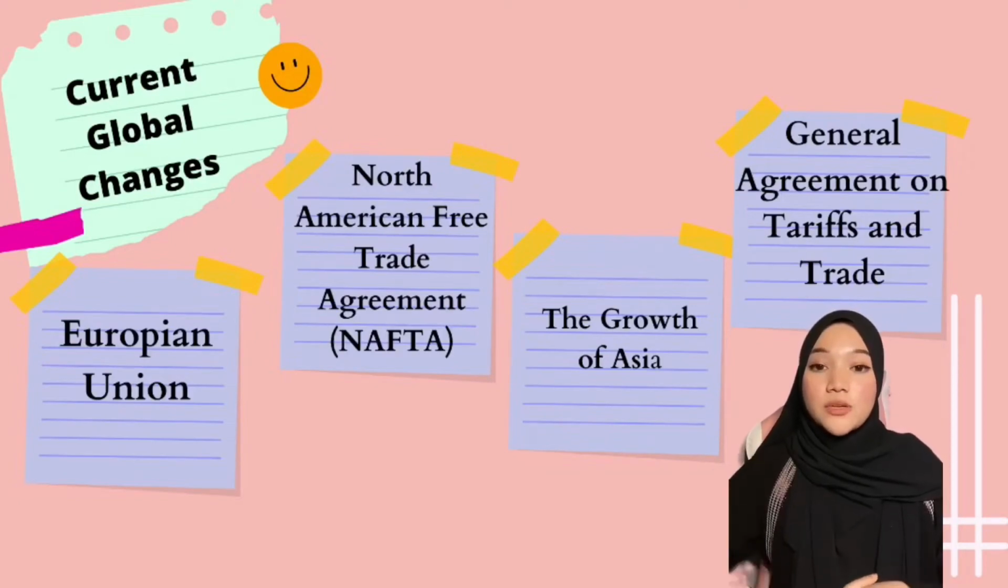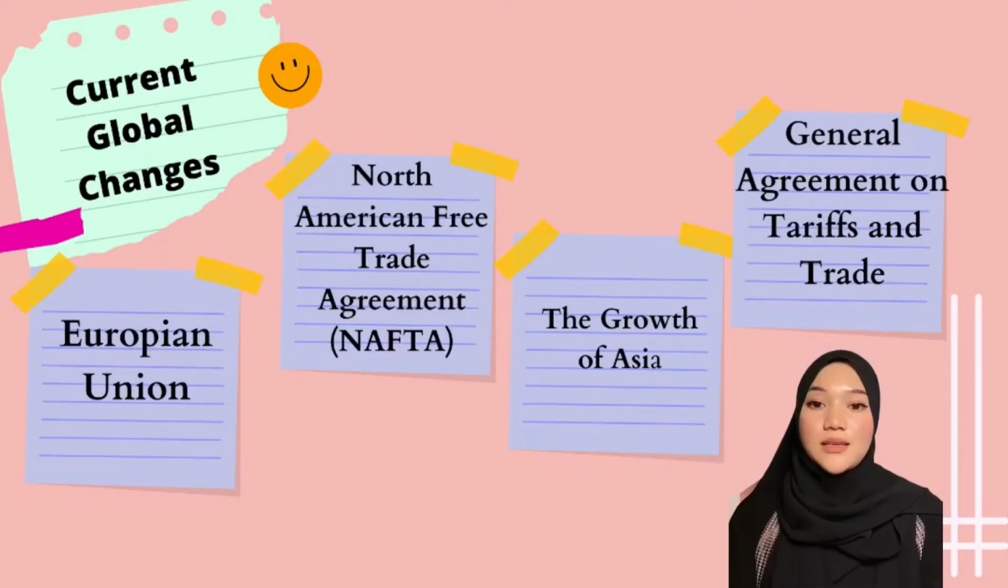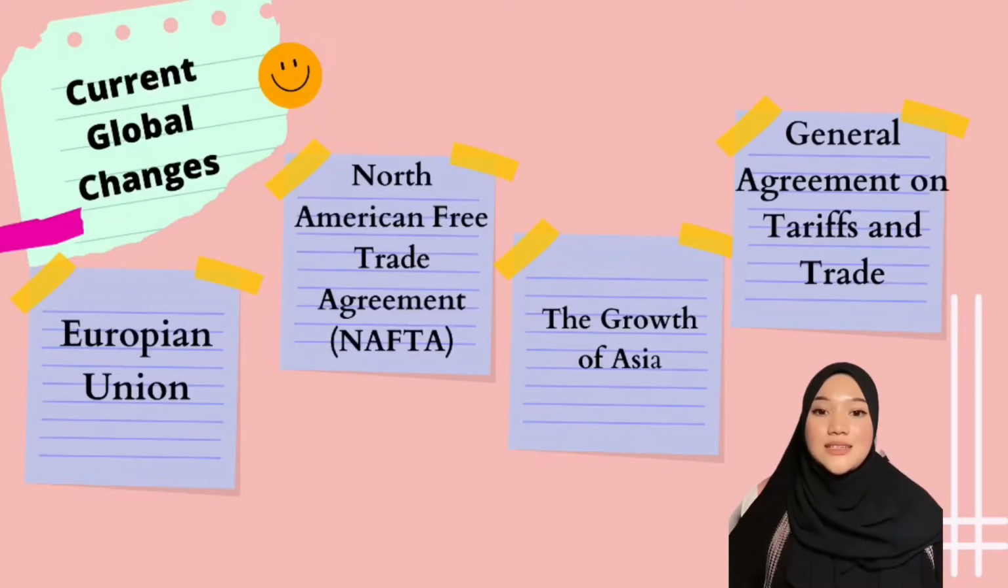There are four types of current global changes. Firstly, the European Union, where they share a currency called the Euro. Secondly, in NAFTA, they had increased employment opportunities for Americans with higher level skills. Thirdly, the growth of Asia, with a population of more than 1 billion. Lastly, the General Agreement on Tariffs and Trade had reduced trade barriers globally.